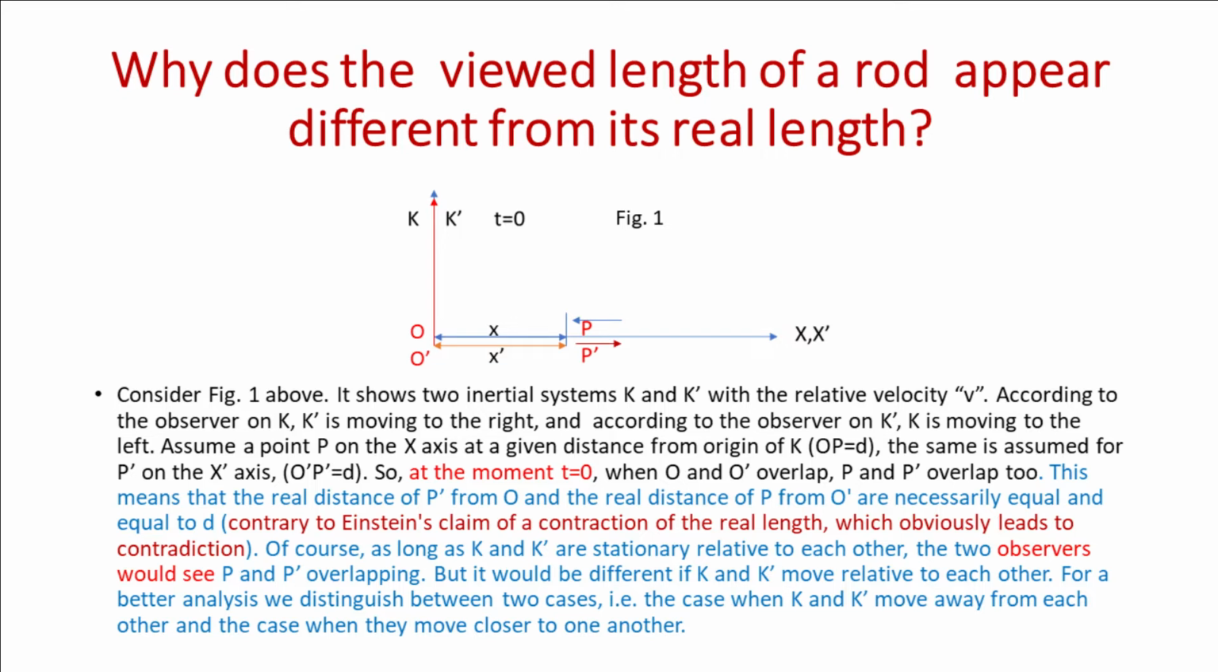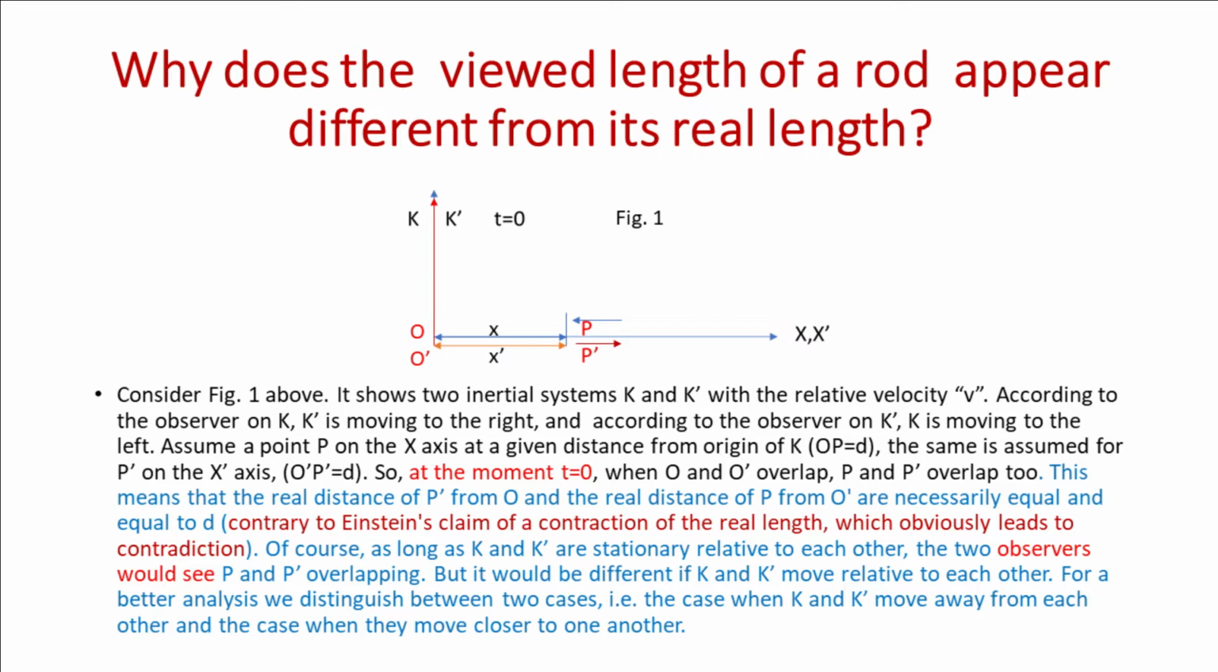Consider Figure 1 above. It shows two inertial systems K and K' with the relative velocity v. According to the observer on K, K' is moving to the right, and according to the observer on K', K is moving to the left. Assume a point P on the x-axis at a given distance from the origin of K, O, P equals D. The same is assumed for P' on the x'-axis, O' P' equals D. So, at the moment t equals 0, when O and O' overlap, P and P' overlap too.